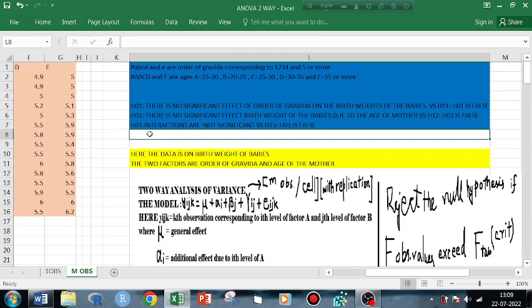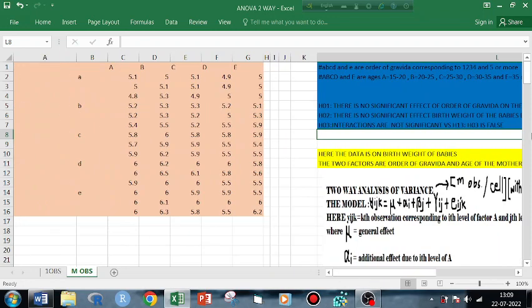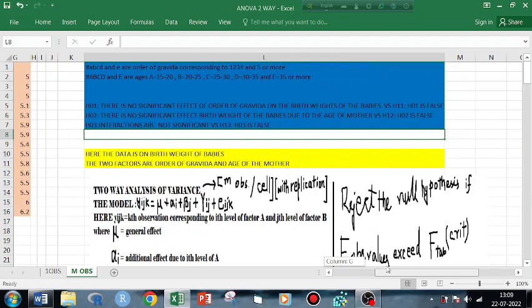Our third null is that there is no significant effect due to the interaction of the two factors, the order of gravida and the age of the mothers. Against the alternative that yes, there is a significant effect due to the interaction factor, to be precise.